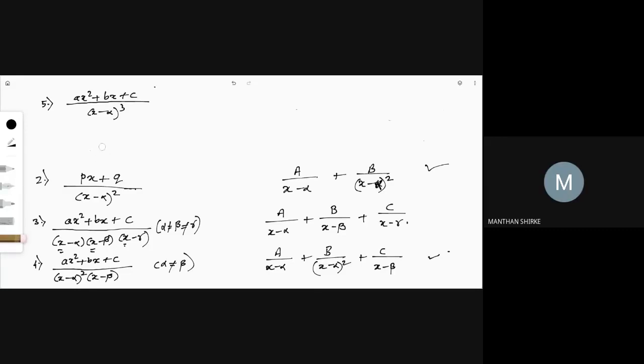Yes, sir. Okay, may I try? Yes. Sir, it should be a upon x minus alpha, b upon x minus alpha square, and c upon x minus alpha cube. Very good. So a upon x minus alpha plus b upon x minus alpha square plus c upon x minus alpha cube. And it is not improper, it is a proper fraction. Degree of numerator is smaller than degree of denominator.